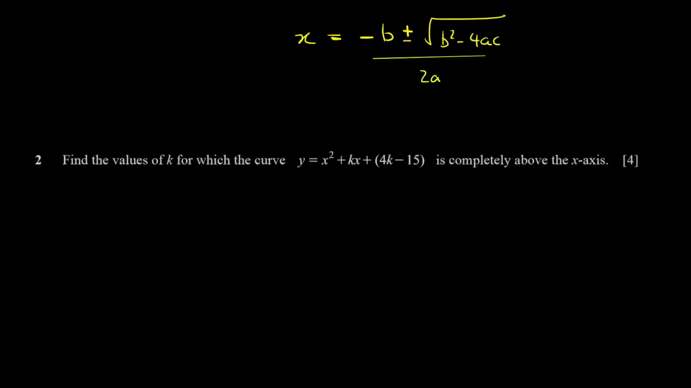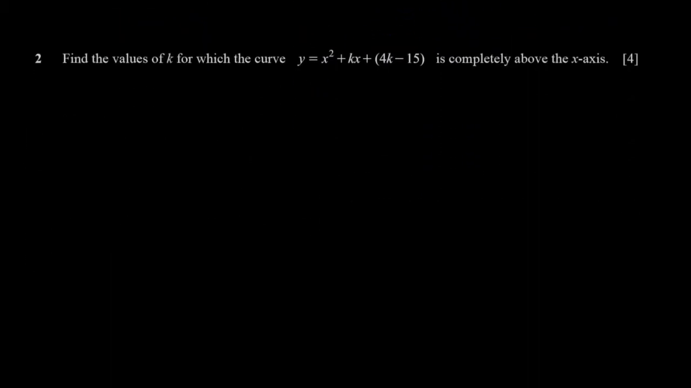Now, how can we therefore solve this problem? Well, the first thing is we want to identify what a, b, and c are. So a is 1, because it's the coefficient of x squared. b is k, it's the coefficient of x. And c is 4k minus 15. And now what we've got to do is just put that into the formula for the discriminant and say that we want the discriminant to be negative, so we want it to be less than 0.